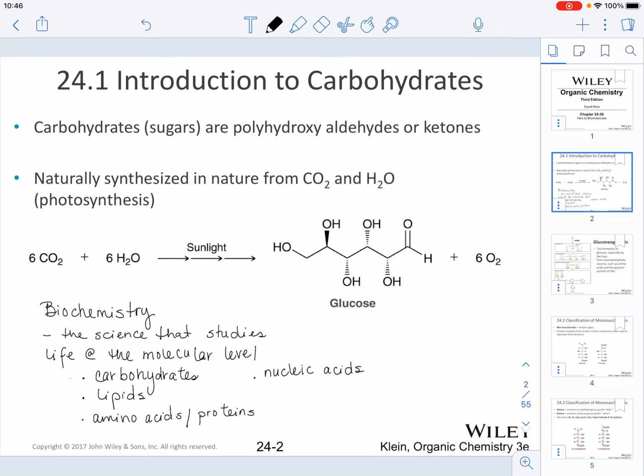Those include carbohydrates, lipids, amino acids, which are the subunits of proteins, and nucleic acids. Out of these four biomolecules, we are only going to be discussing four in the following content of these videos. First, we are going to start by talking about carbohydrates. Carbohydrates are also known as sugars, and they are polyhydroxyaldehydes or ketones. Carbohydrates are also known as saccharides.